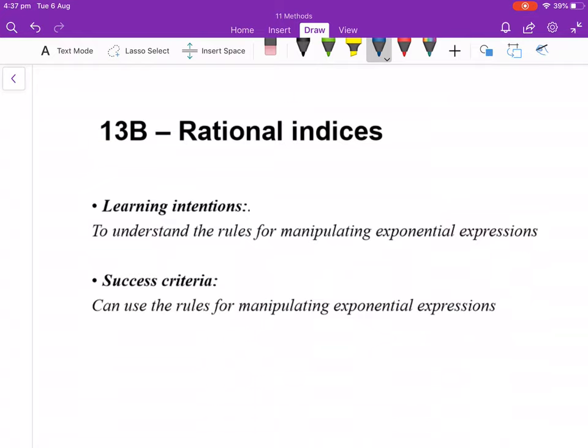Okay, so we've just brushed through those very quickly. Let's just summarize what we looked at. We looked at rational indices, that is exponents that are rational numbers. We expanded on the learning intention from last time to understand the rules for manipulating exponential expressions. And hopefully, after practicing a few, you'll be able to use the rules for manipulating exponential expressions. So jump on the mini quiz. I think there's 2 questions there. Have a go at them, and then tackle questions 1, every second one, 2 and 3 from 13B.